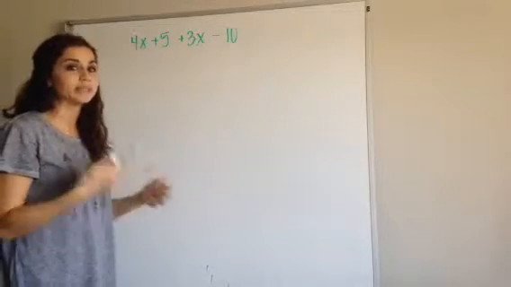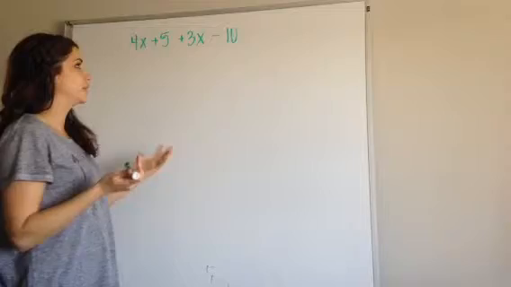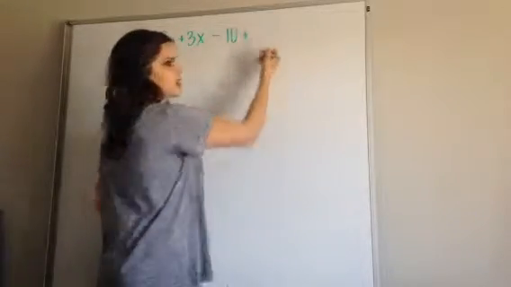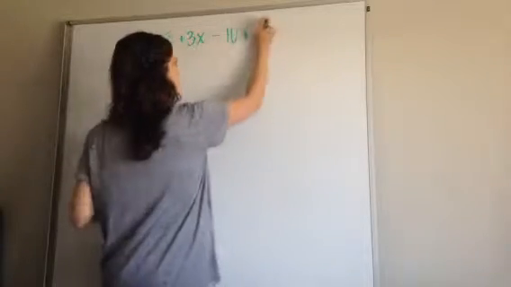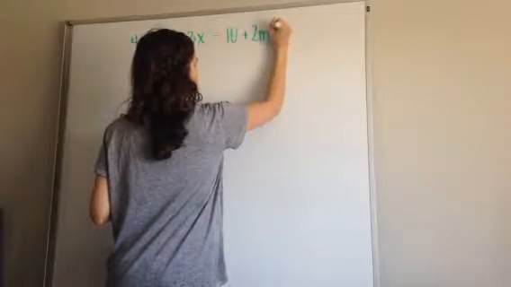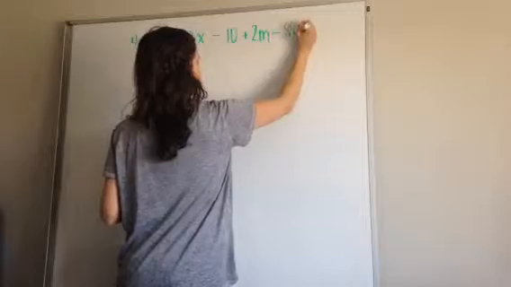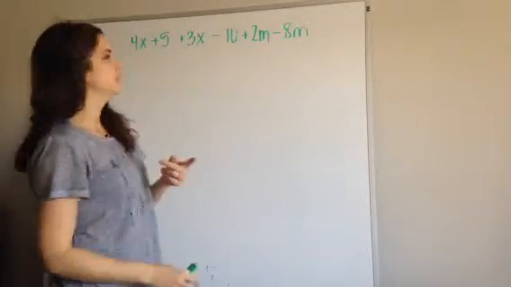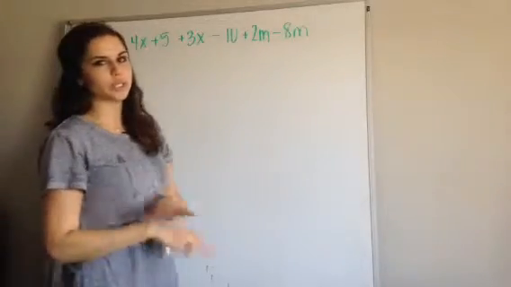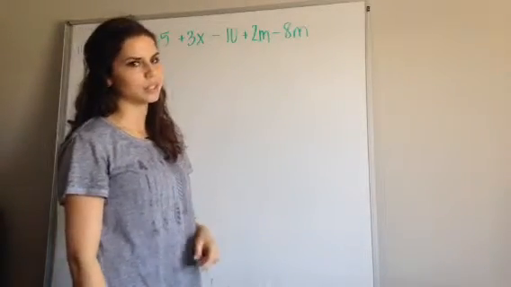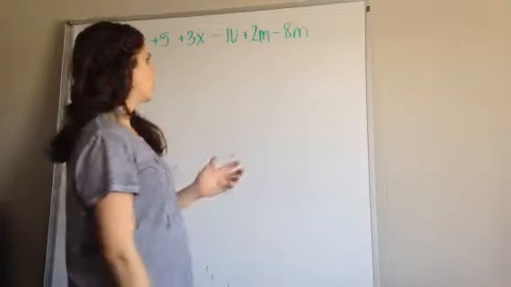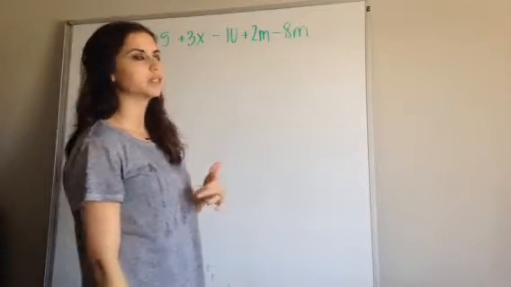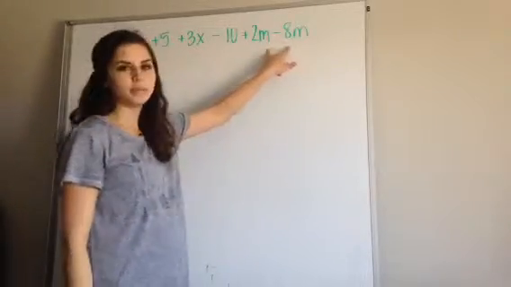So let's add in another letter in here. Let's use m: plus 2m minus 8m. Now everything that has an x can combine. Everything that's alone, that does not have any variables, is called a constant. A constant is something that does not have a letter attached to it. And then all of the m's can combine.